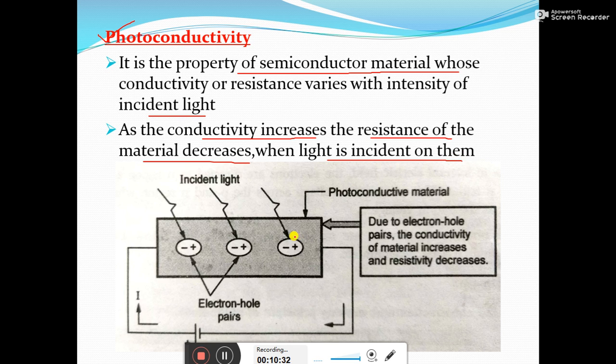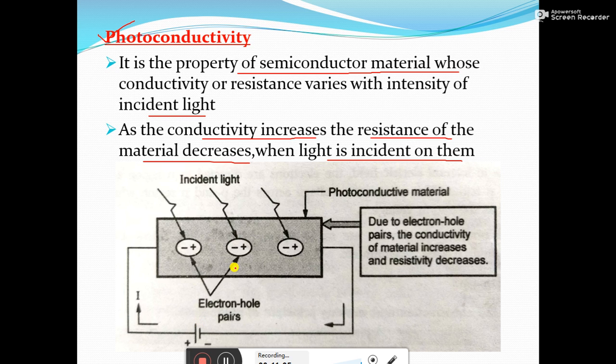Remember, in this figure we have shown a semiconductor bar, where we have applied a potential in this fashion. Let's keep this potential constant as of now. No doubt, due to this potential some electron hole pairs are created here, but as this semiconductor bar is exposed to the light rays, more electron hole pairs are created in addition to those created by the potential source.